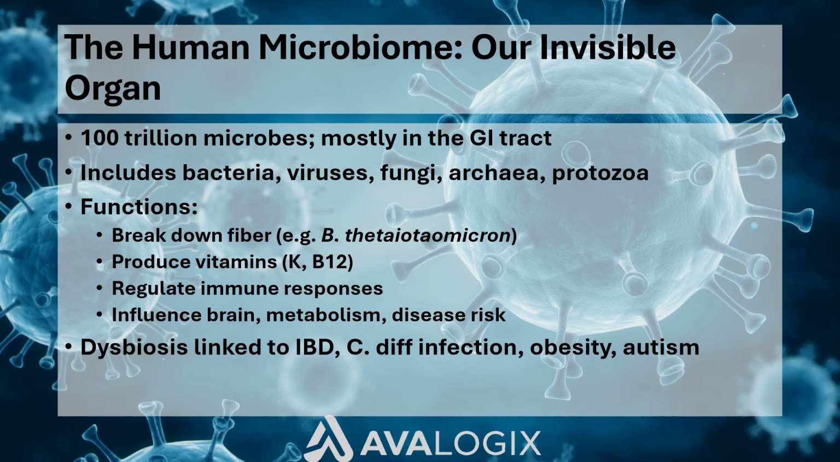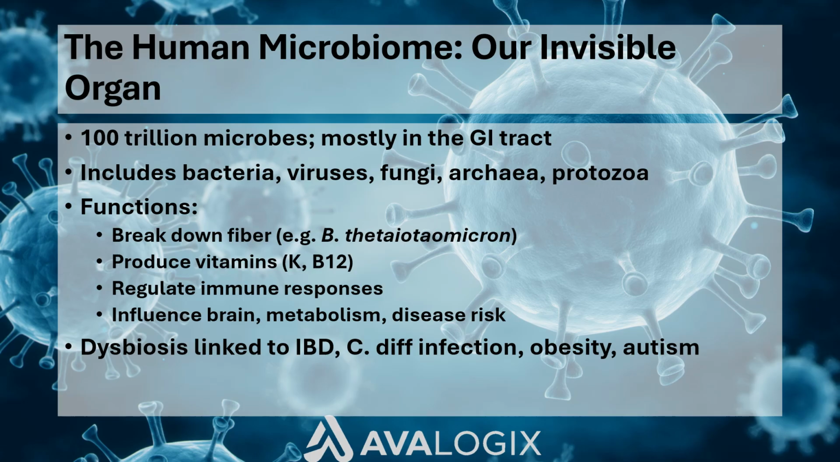These microbes aren't just passive passengers. They digest dietary fibers, produce vitamins like K and B12, and train our immune system. For instance, Bacteroides thetaiotaomicron helps break down complex carbohydrates, while Lactobacillus species help maintain gut pH and suppress pathogens.